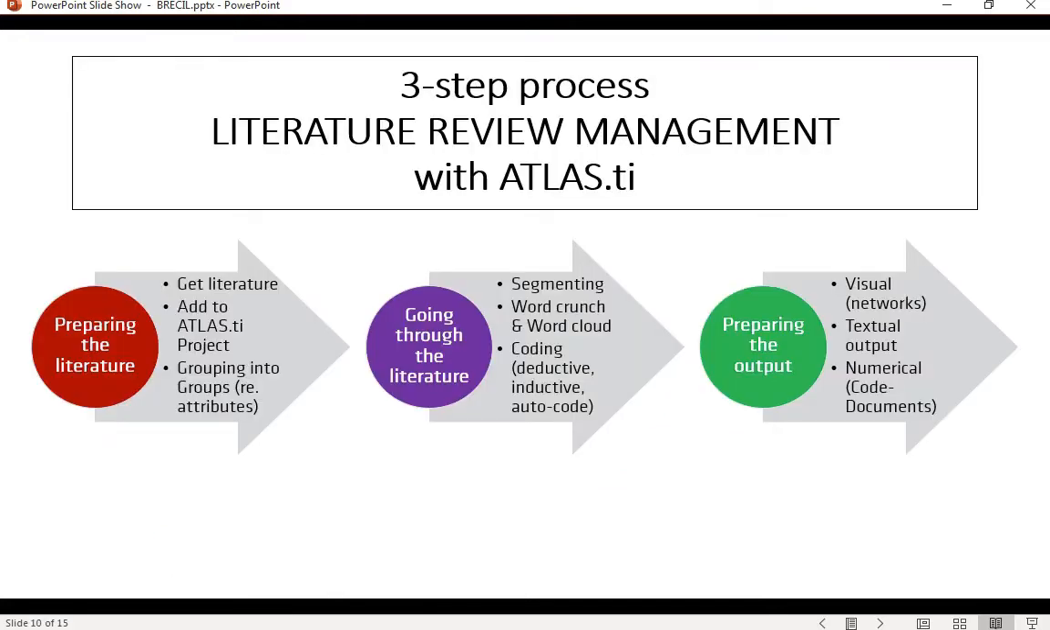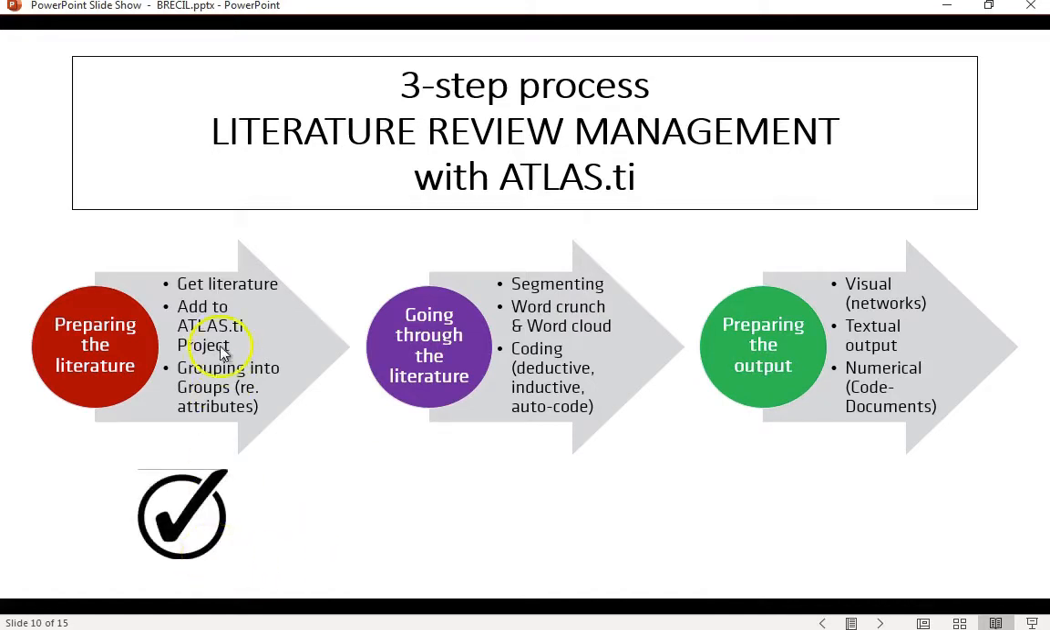Okay, now let's go through. I've already explained this at the beginning. What are the 3-step process of literature review management with ATLAS.ti? Now, the first one is preparing the literature. We're going to prepare the literature for the purpose of a review. Okay, and second, we're going to read through the literature, and third, we are going to prepare the output. Let's begin with the first one.